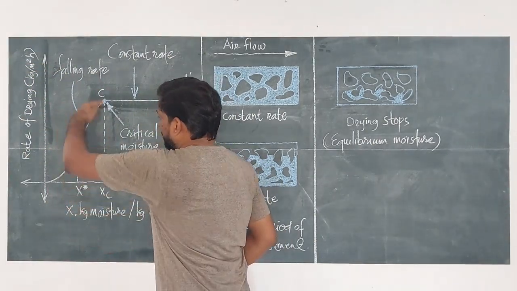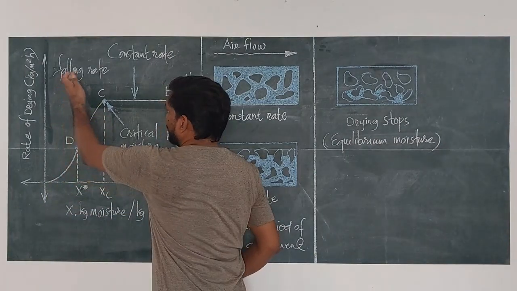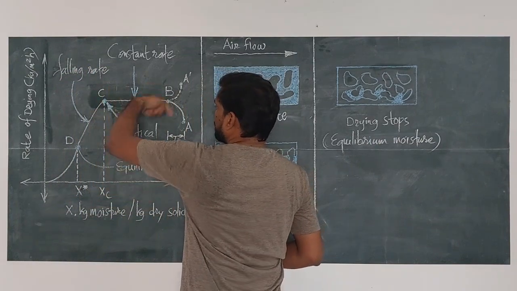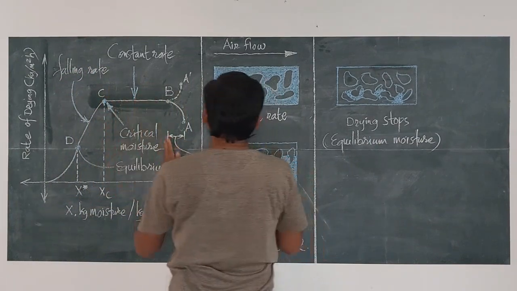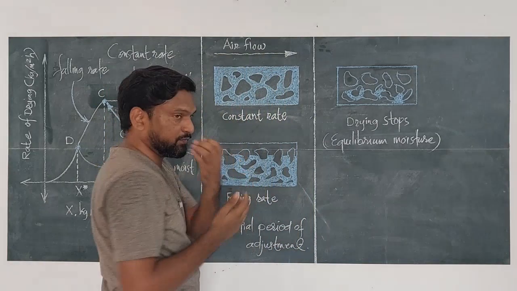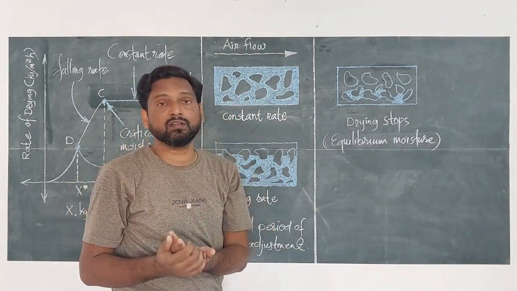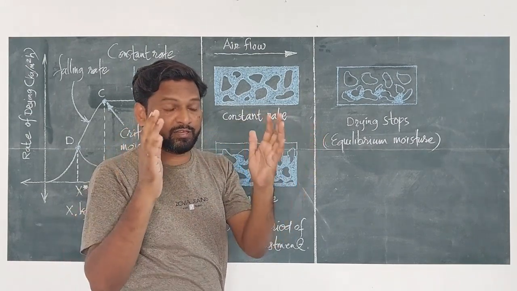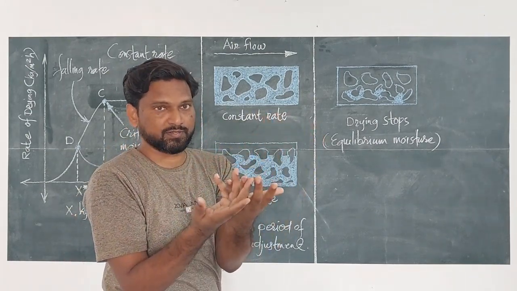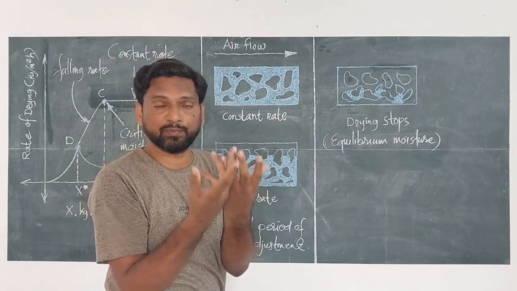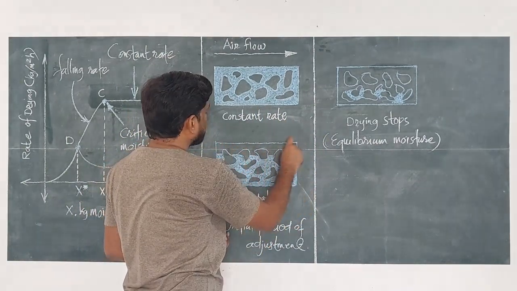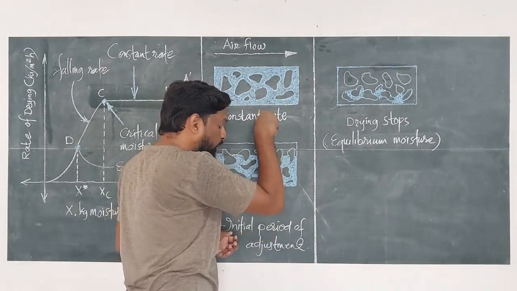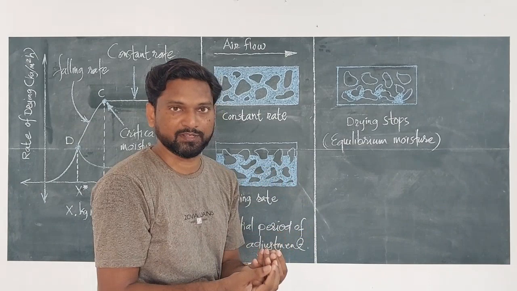So this region is known as falling rate drying or the falling rate period. Here in the constant rate period, the film evaporation is taking place, the film which is uniform all over the surface of the wet material. Until the film exists there, the rate of evaporation will be constant, as enough water is there to be evaporated. Here enough water is not available. The water available for evaporation is only the water trapped in the interstices or the capillaries.